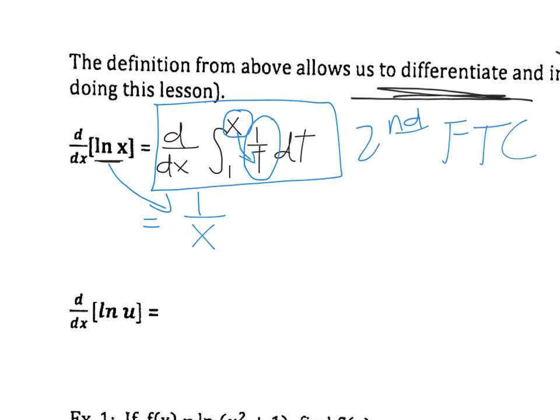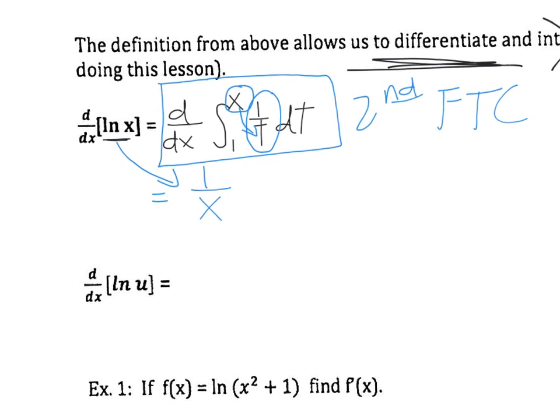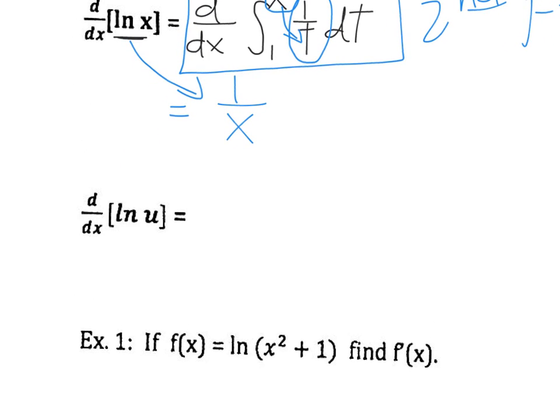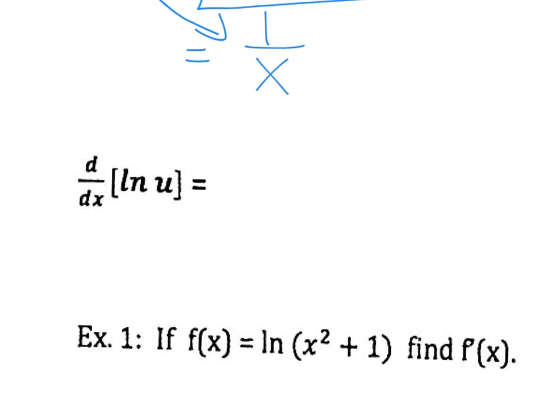Now, let's say you had some function inside of the natural log. Let's say it wasn't just an x. Let's say you had some polynomial in there or something weird inside of the log. And so now we're getting into some chain rule stuff. Let's say I had the derivative of ln of u. Well, from above, we just said that that would be 1 over u.